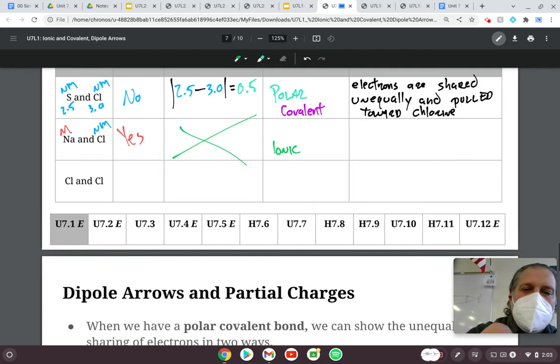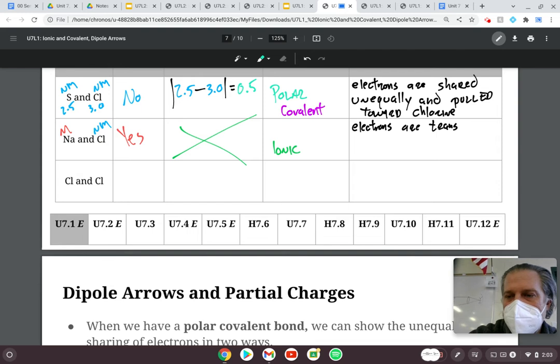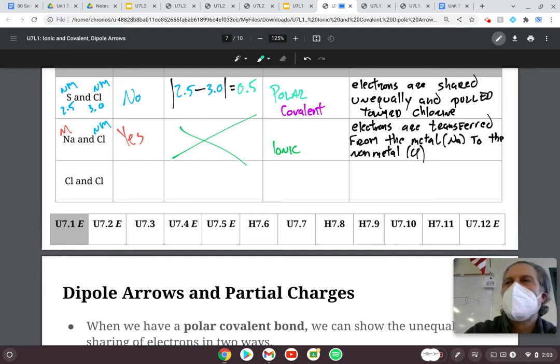What are the electrons doing here? Well, the electrons are transferred from the metal, which in this case is sodium, to the nonmetal, which in this case is chlorine.